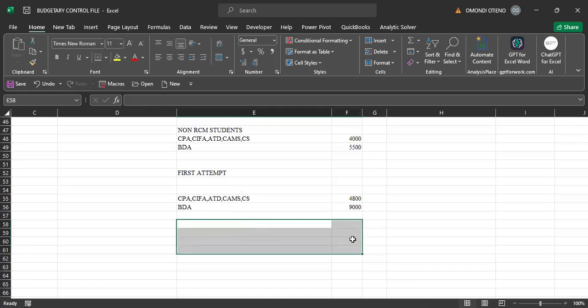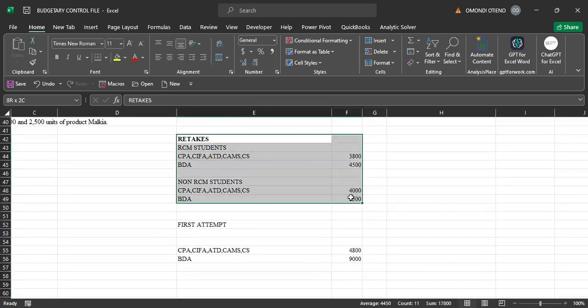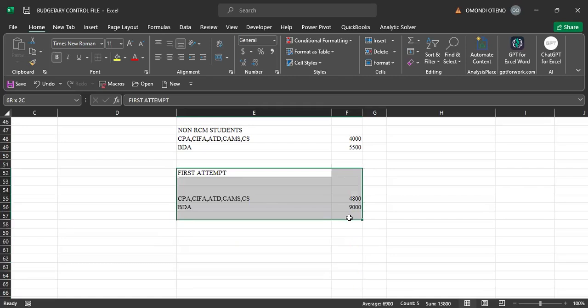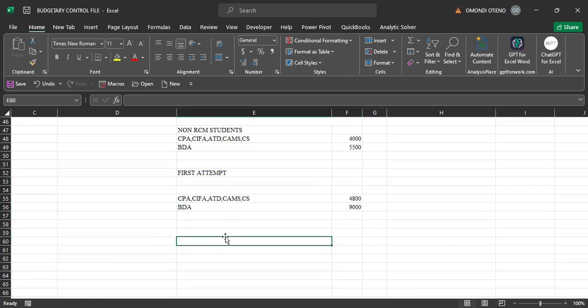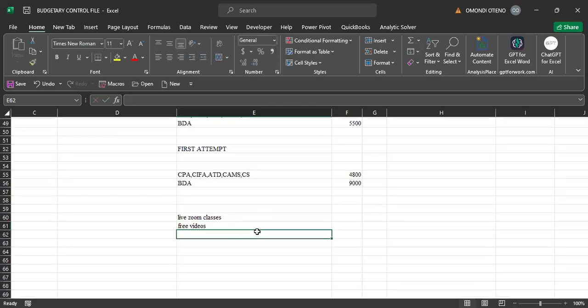Good. Now, any of the packages here, if you fall under this first category of retakes, or the second category of first attempt, then these are the items you're going to enjoy. Number one, you'll be able to join live Zoom classes. You'll be able to enjoy free revision videos for what was covered last semester under the same topic, under the same unit.